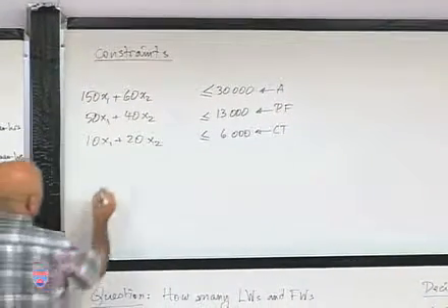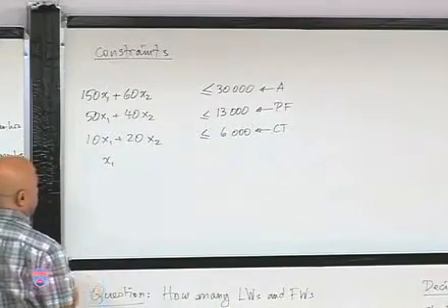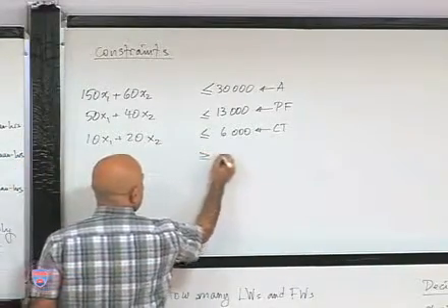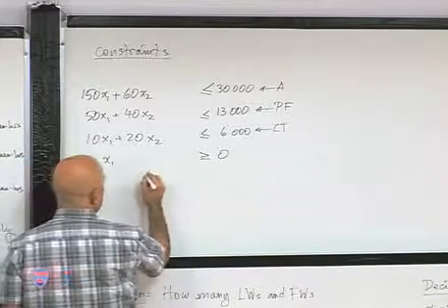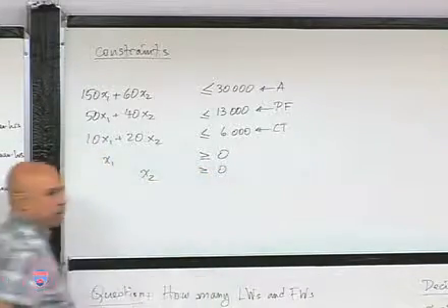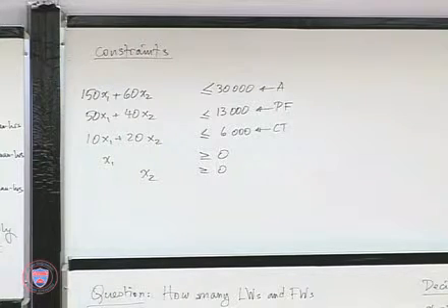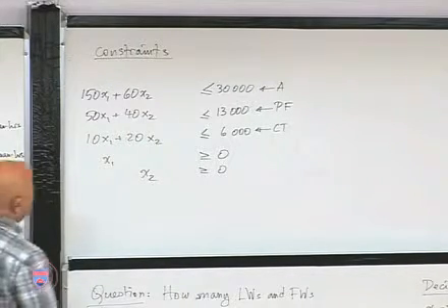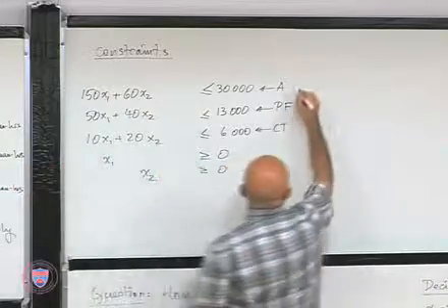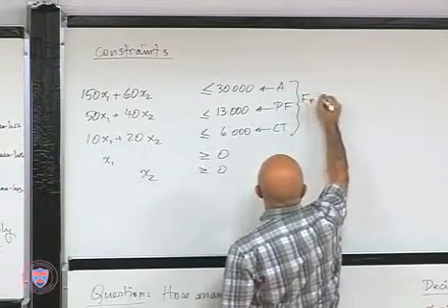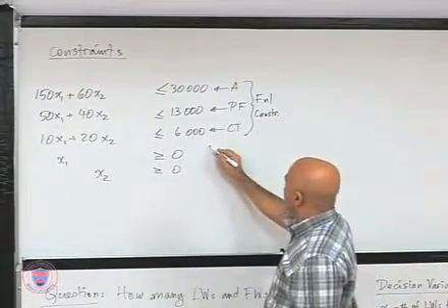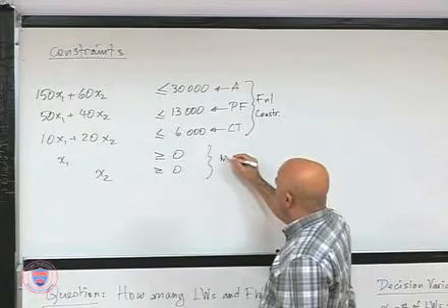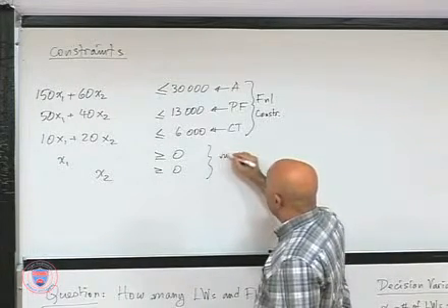There's one more set of constraints here. X1 is supposed to be greater than or equal to 0 because you cannot produce something negative. Number 2, X2 must also be greater than or equal to 0. And typically, we refer to these constraints as functional constraints, and to these constraints as non-negativity constraints.